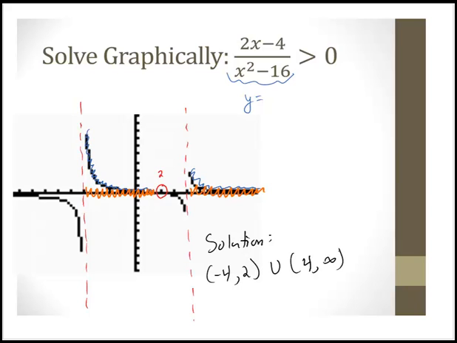Alright, and those 4's again are coming from the asymptotes. We have an asymptote at x equals -4. We have an asymptote at x equals +4.